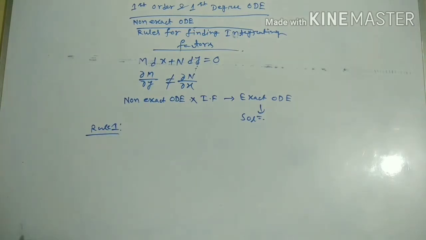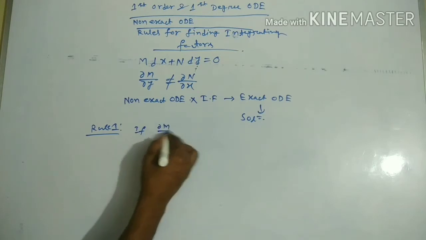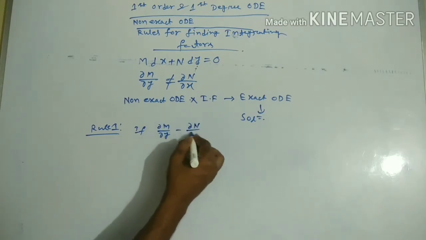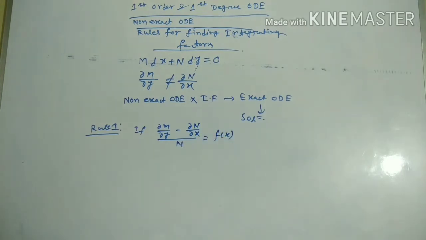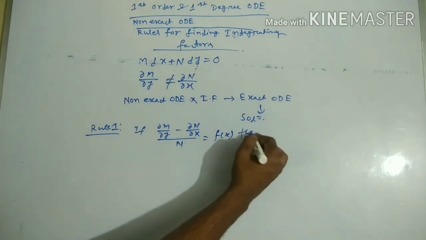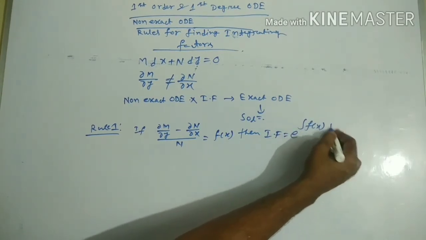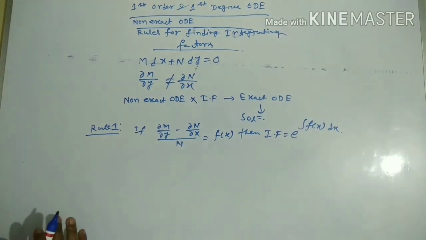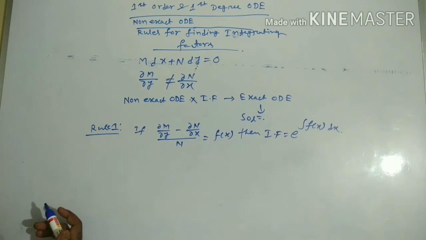Rule number 1 for finding integrating factors says that if del M del y minus del N del x, divided by N, is a function of x, then the integrating factor is equal to e to the power integration f(x) dx. This is the integrating factor. After multiplying by this integrating factor to the given equation, that equation will be exact. Now I will show you an example.